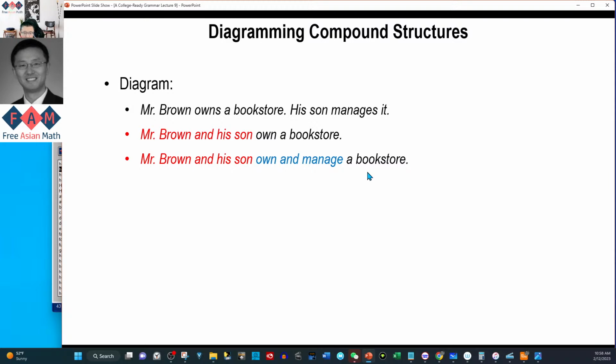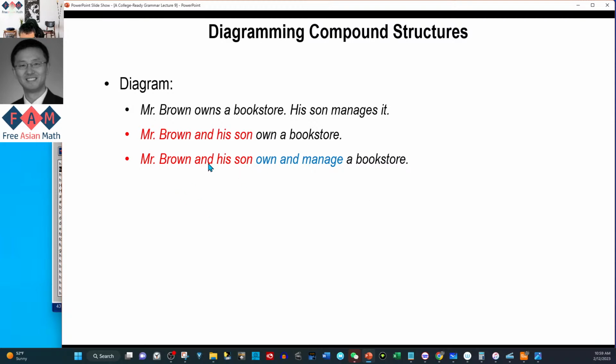So literally, if you put this into a legal document, it must be interpreted that both persons are co-owners and co-managers of the bookstore. They share the financial interest and also share the day-to-day management responsibilities.